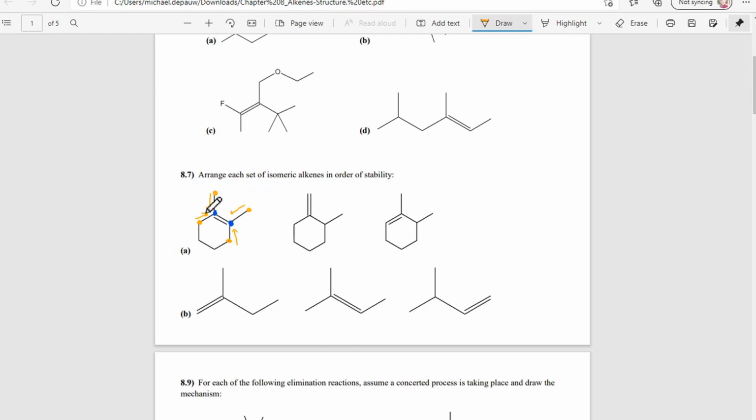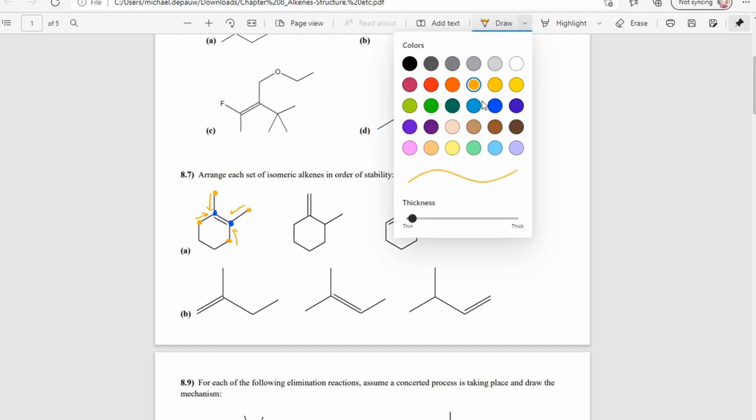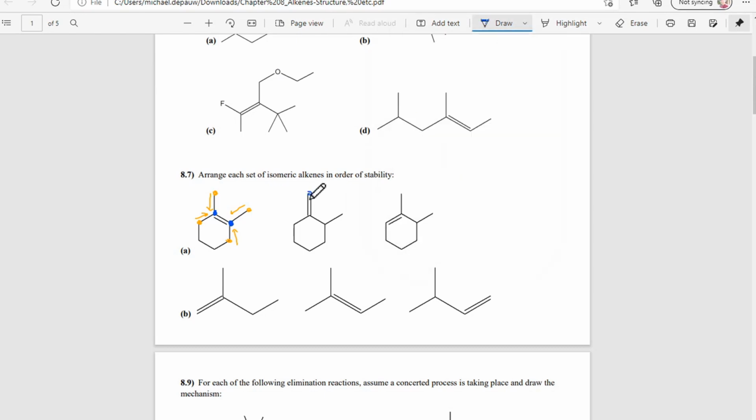So this one is tetrasubstituted because it's bonded to 4 carbons. What about the one next to it? How many carbons is this one bonded to? It only has the 2 on either side, if you don't count the hydrogens. Yes, so this is only going to be disubstituted, with 2 carbons. And what about this one?